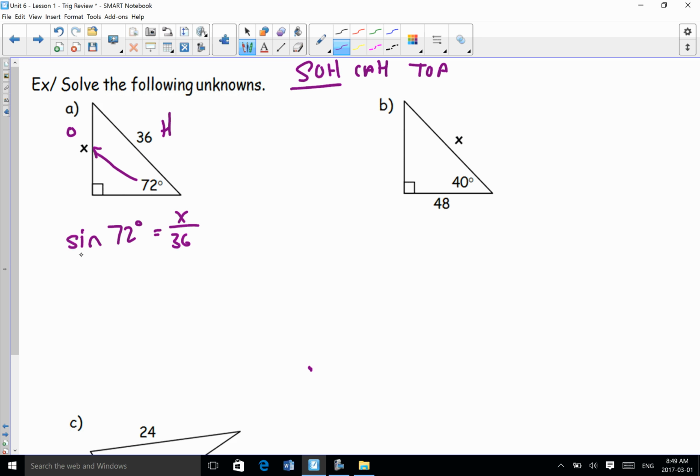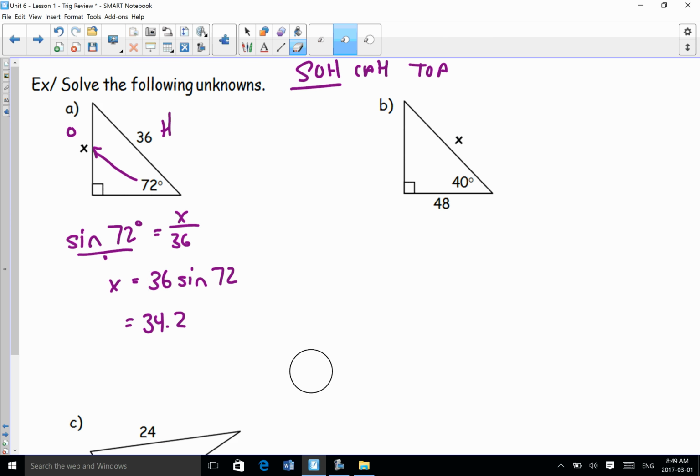To solve things, we usually cross multiply. 1 times x is x. 36 times the sine of 72 is 36 sine 72. If we put it into our calculator, we should get 34.2. Now, for our purposes, we always go to 3 sig figs. So don't worry about how many decimals you need. It's about 3 sig figs. So in this case, 34.2 is correct. Okay, let's try the next one.